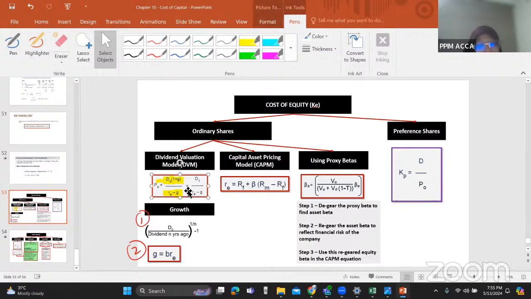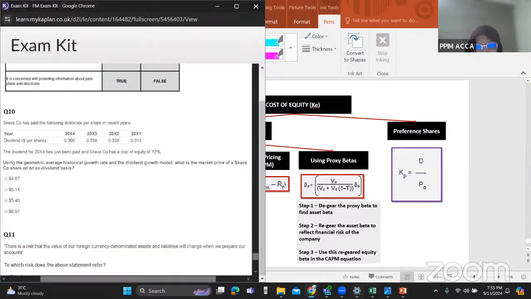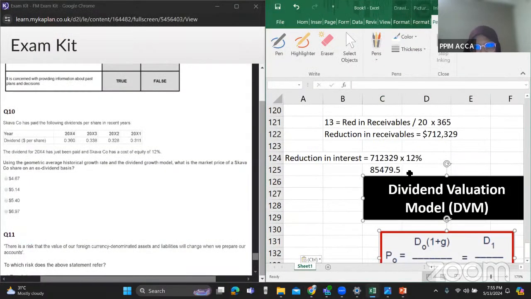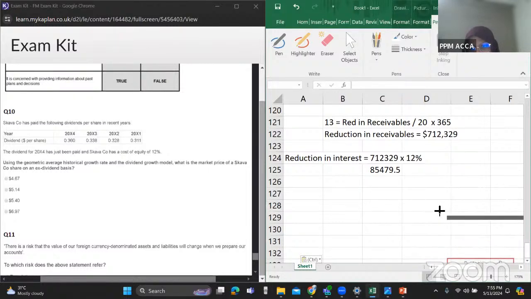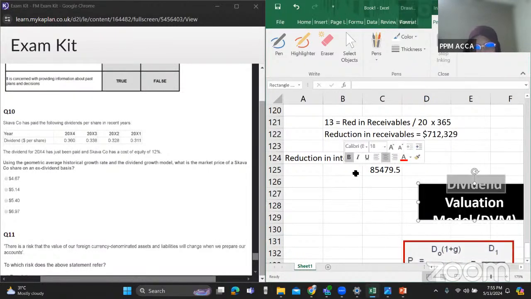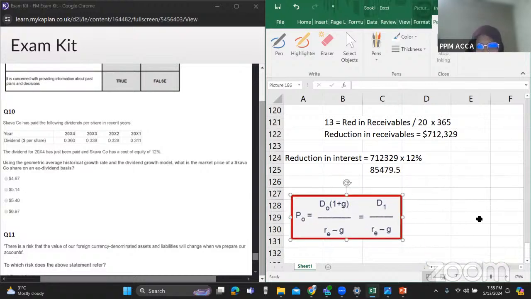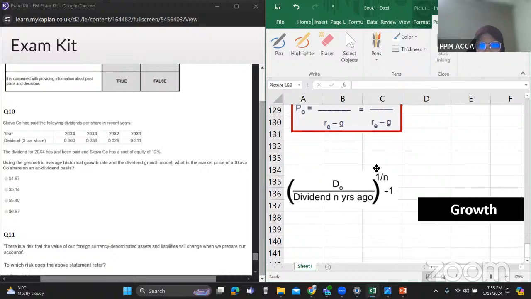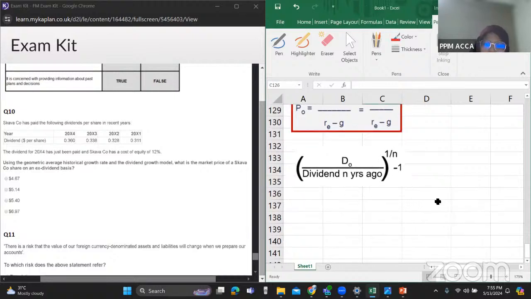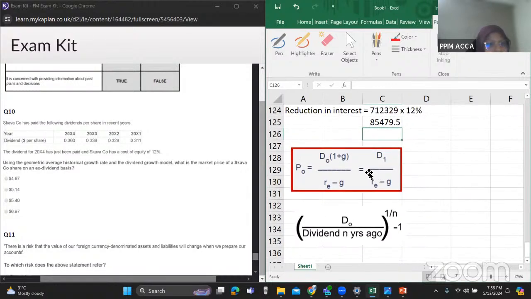So all that you need for this question is this equation, and this. I'll copy it down here. So this is the dividend valuation model equation, and this is the growth. Using just these two equations, you should be able to calculate the market price of this Kava company.